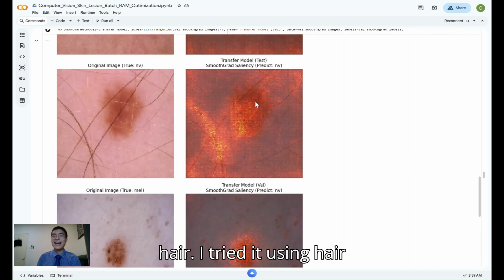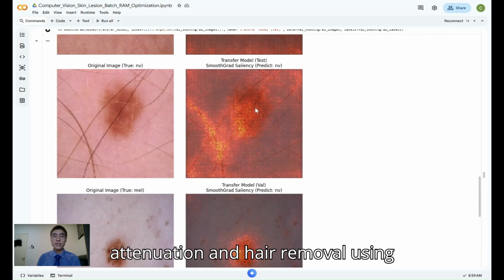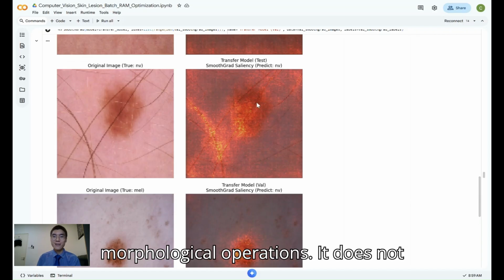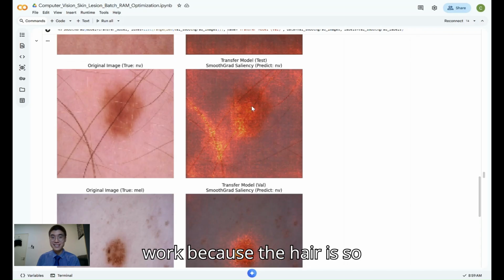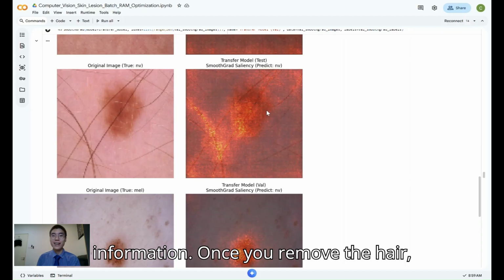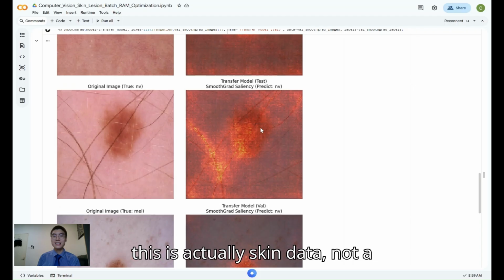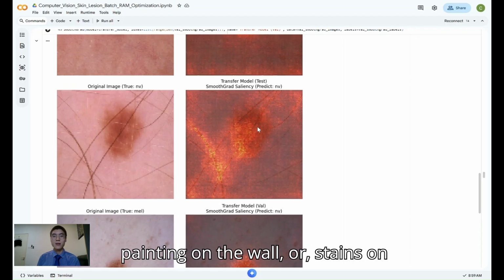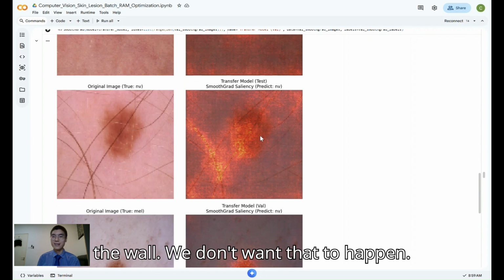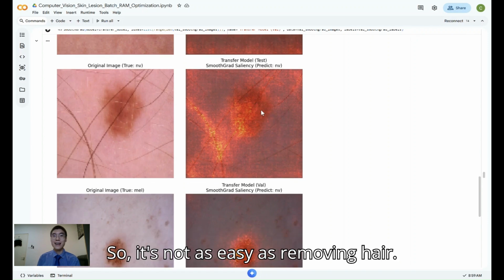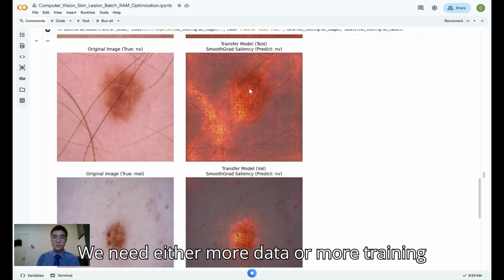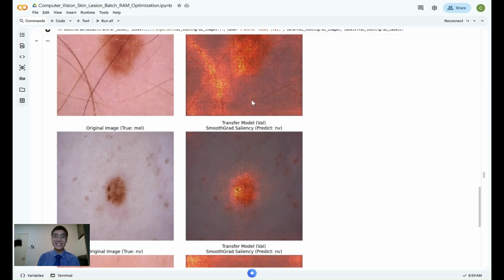But you cannot entirely remove hair. I tried hair attenuation and hair removal using morphological operations. It does not work because the hair is so important in providing context information. Once you remove the hair, the machine seems to forget that this is actually skin data, and not a painting or a stain on the wall. We don't want that to happen. So it's not as easy as removing hair. We need either more data or more training time, I believe.